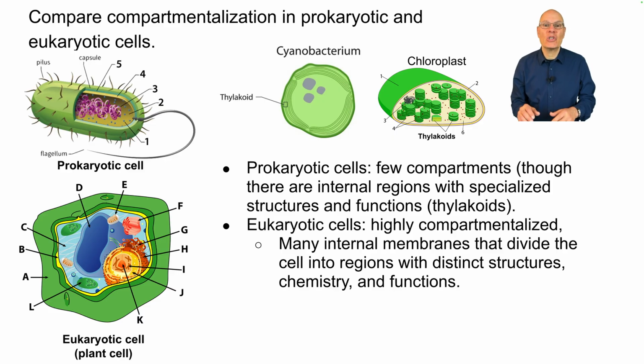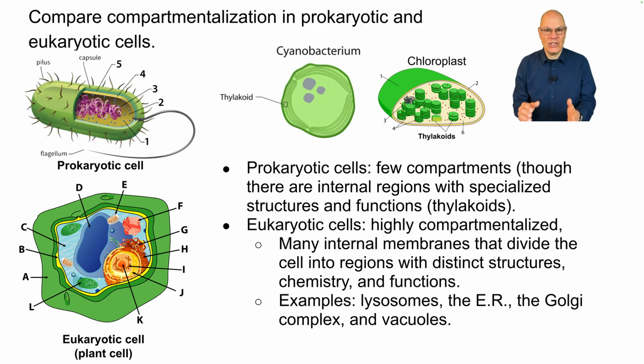Eukaryotic cells are highly compartmentalized. There are many internal membranes that divide the cell into regions with distinct structures, distinct chemistry, and functions. And examples include lysosomes, the endoplasmic reticulum, the Golgi complex, and vacuoles like this large vacuole in a plant cell.